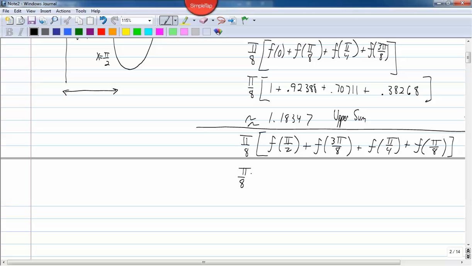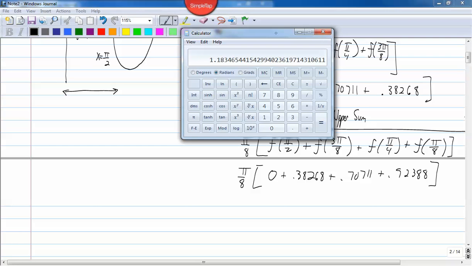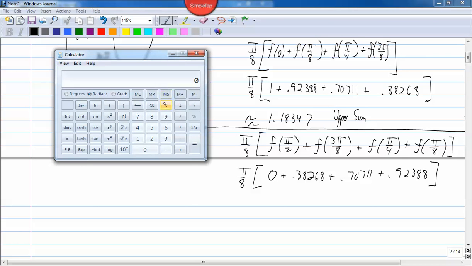Alright, well f of pi over 2, cosine of pi over 2 is 0, so it's kind of like we're just losing a rectangle altogether there. And then plus 0.38268 plus 0.70711 plus 0.92388. Now I just got those from the previous problem. Alright, so hopefully I got those right when I did them the first time. Add those together.